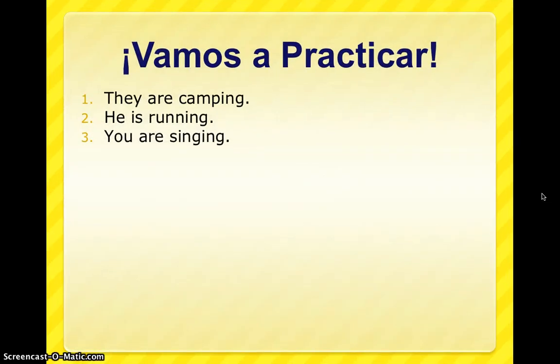Vamos a practicar. So here's your chance to practice with some basic present progressive. So remember that you have to have the correct form of estar, so make sure you check your notes if you can't remember the verb estar, and then you also need to form the present participle of the verb. Go ahead and hit pause now to give yourself a chance to practice.